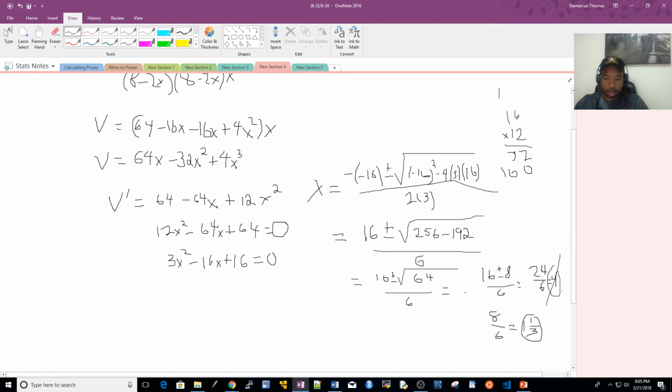Now we have to reject the 4. We reject the 4 because the cardboard is 8 inches long. If we cut 4 inches, one x, the other x is going to be 4. We're not going to even have a cardboard anymore. 4 doesn't count. We cannot use 4. So x is 4/3, and just plug this into your V. This will be your answer. This is how many inches we should cut.